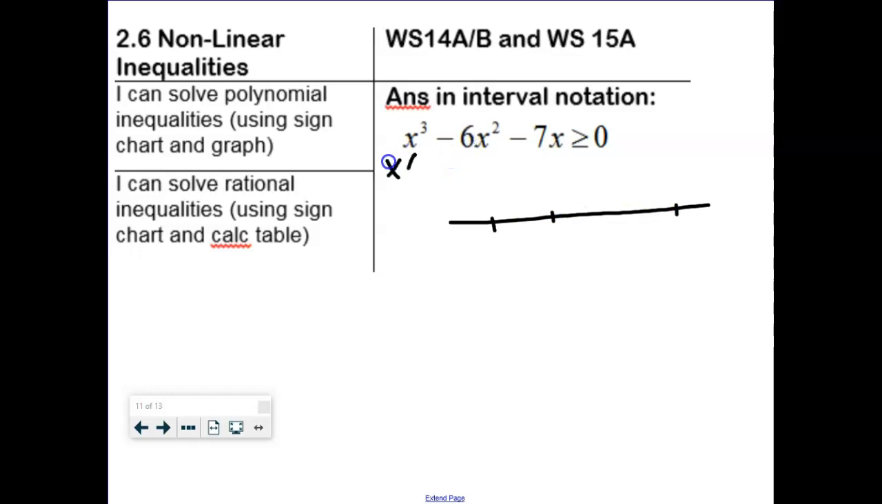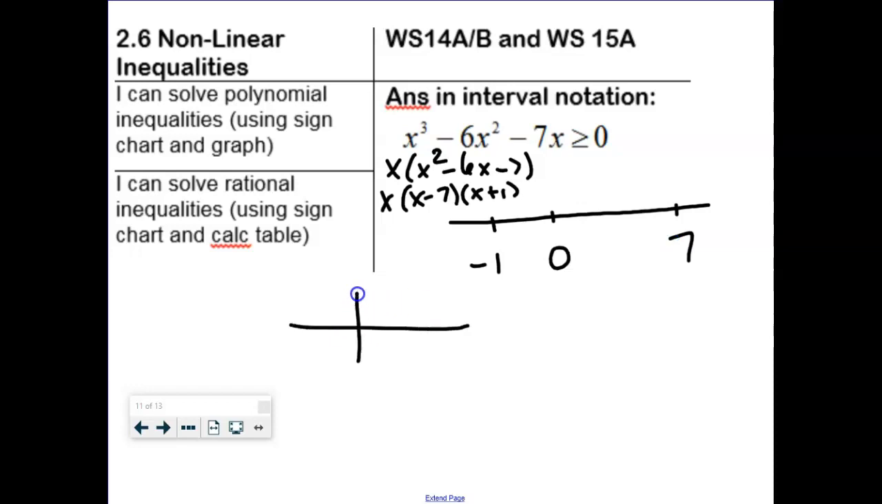But this one does factor kind of nicely. Just FYI, think about factoring because it's very important for pre-calc. This factors into x times x minus 7 times x plus 1. So when I solve those factors, I get a 0 at -1, at 0, and at 7. And if you graphed that on your calculator, just the polynomial, you would see that.